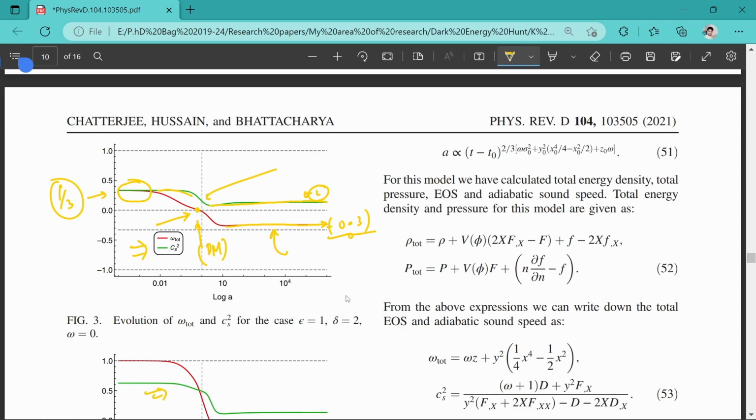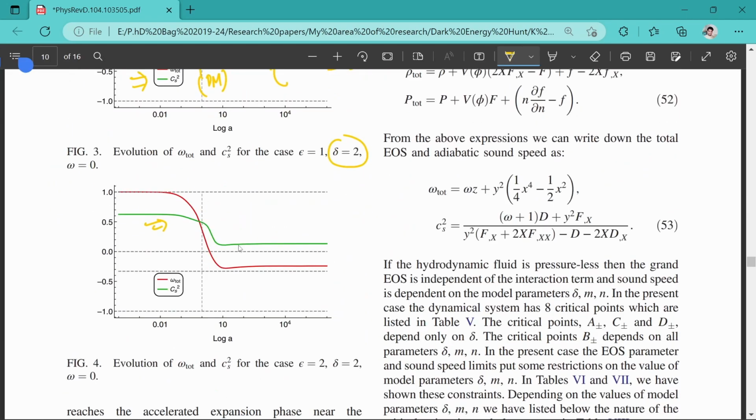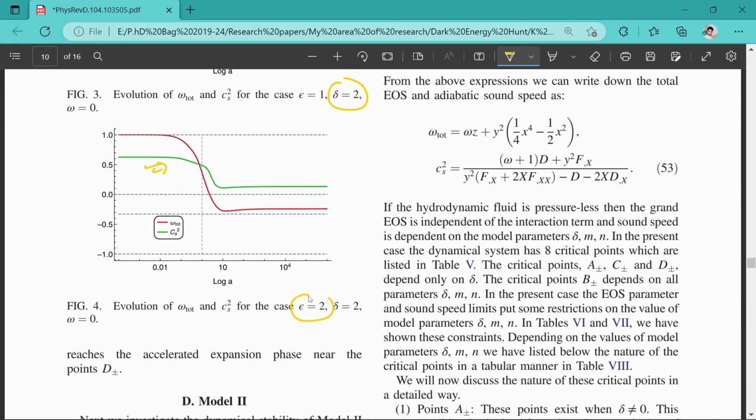So in this case, if you have a specific kind of delta equal to 2, then this is not producing enough acceleration. But on the other hand, if you have the epsilon equal to 2 case and delta 2 case, then what happens is that it is starting with a very decelerating phase, and cs square is again greater here, and then going through the 0 phase, and then again converging towards 0.4. So it is also not contributing great acceleration. But as you increase the delta value, let us say it is 10 or 20 or 50, then this graph will go like this.